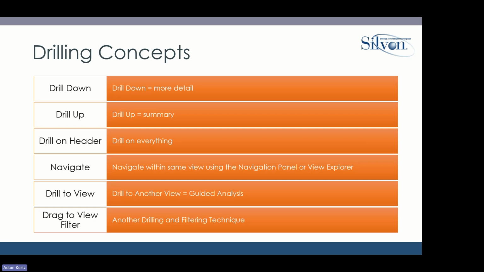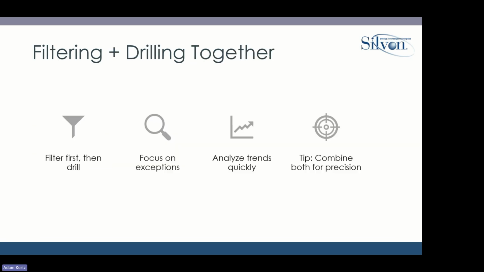And then finally, drag to the view filter. You can drag things up to the view filter as a drilling style or technique. It's a great way to save space on the data grid if you just want to apply the filter, and it's a fast way to apply filters as well. I'll show you how to do this. A lot of users don't know how to do this very simple thing, so I'll show you how to do that as well. So the drilling concepts, obviously, big navigational concept within the interface.